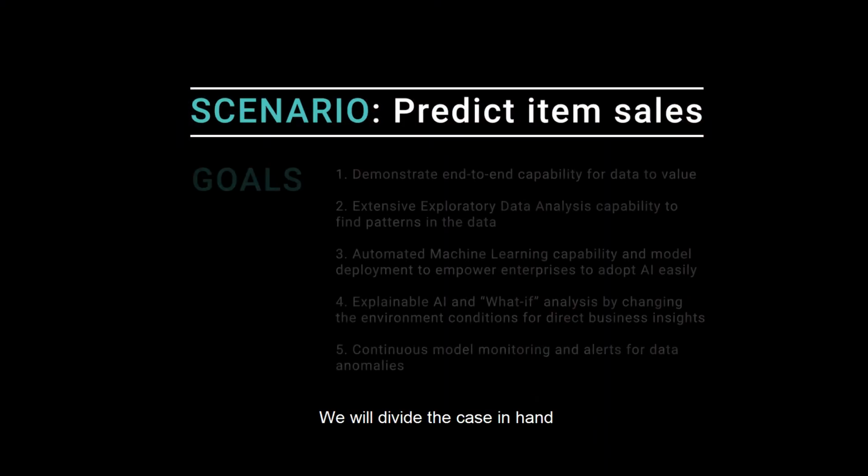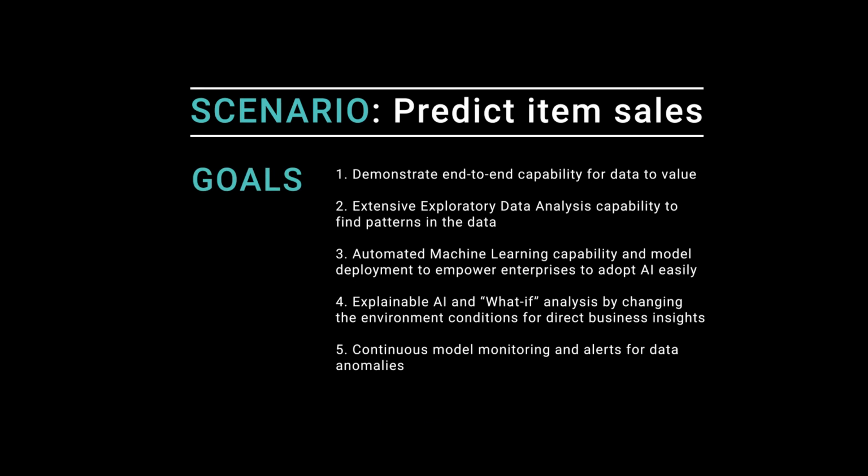We'll divide the case in hand into 5 major goals: demonstrate end-to-end capability for data to value, extensive exploratory data analysis capability to find patterns in the data, automated machine learning capability and model deployment to empower enterprises to adopt AI easily, explainable AI and what-if analysis by changing the environment conditions for direct business insights, and lastly, continuous model monitoring and alerts for data anomalies. So let's get started.